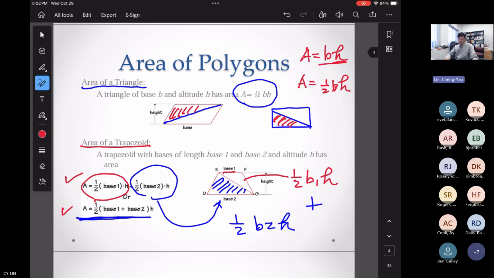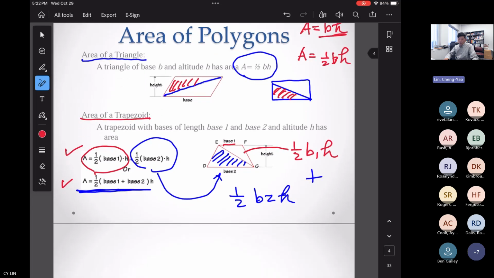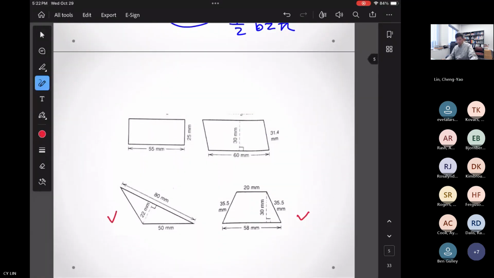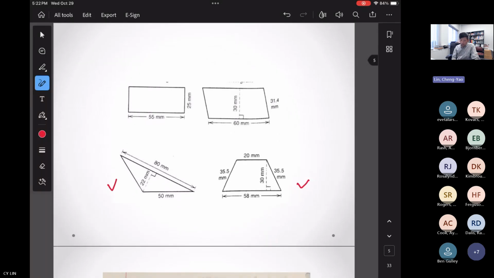Area of the triangle, area of the trapezoid, right? Write down the formula, okay? And then we move on to here. Write down the formula for this one too. 1/2 base times height, all right? And here, 1/2 base 1 times the height plus 1/2 base 2 times the height. Okay, go ahead, do it.